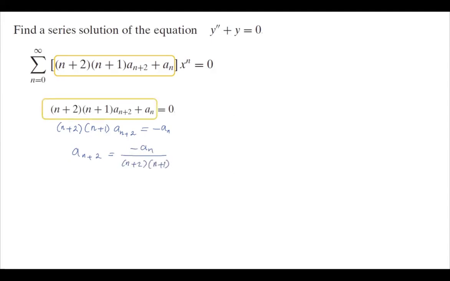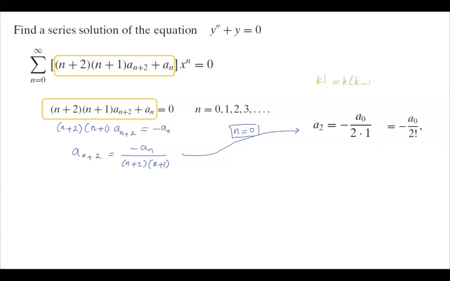So let us begin, everybody. I'm going to plug 0 into the recursive relation. So let n be equal to 0. I get a sub 2 to be negative a sub 0 divided by 2 times 1, or negative a sub 0 divided by 2 factorial. Remember the definition of factorial. Then you have k factorial. This is k times k minus 1 times k minus 2 dot dot dot 2 times 1. So 2 factorial is 2 times 1.